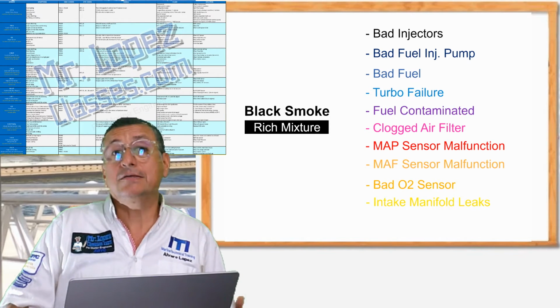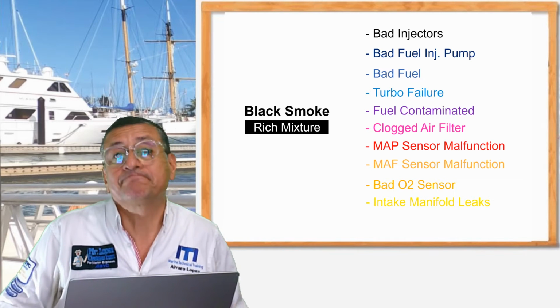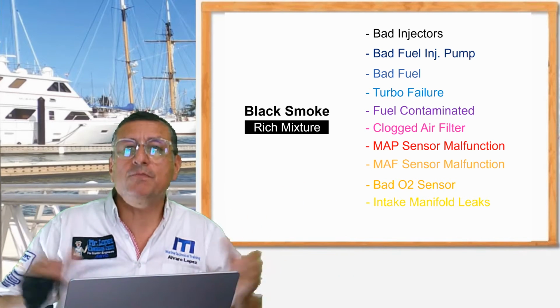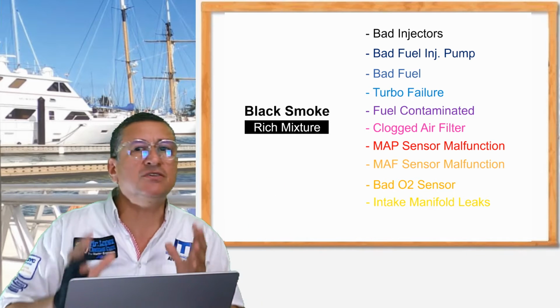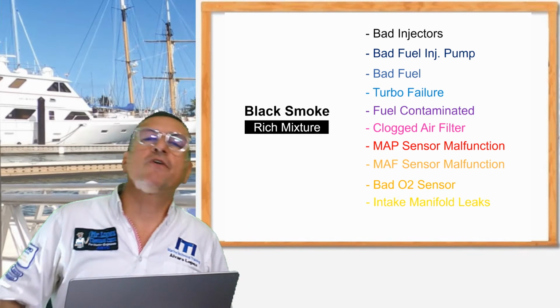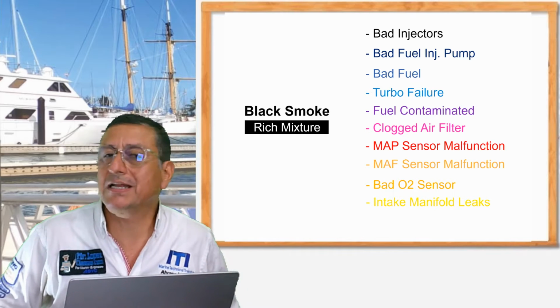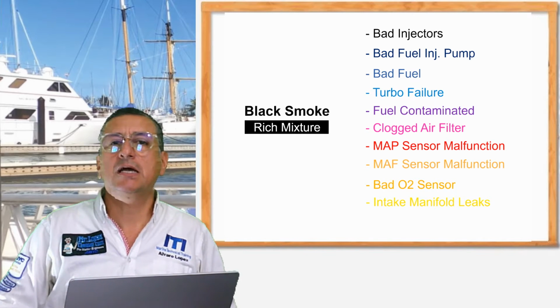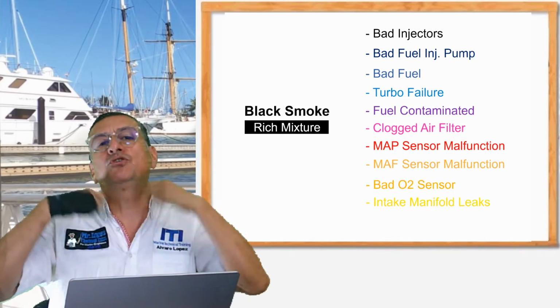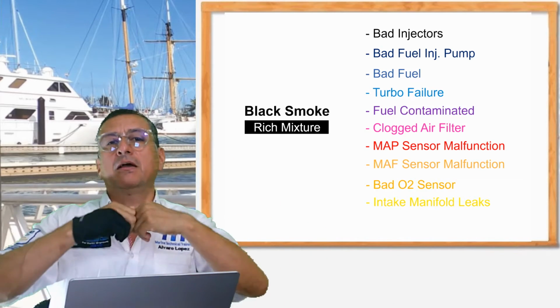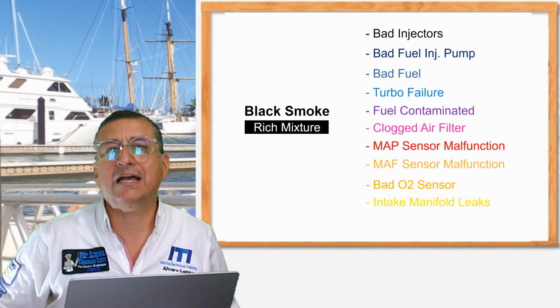Another possibility is leaks in the intake manifold. Intake manifold: vacuum, air, suction. If you have leaks there, the vacuum is not enough. The amount of air entering the combustion chamber is not appropriate. And at the end, the engine compensates with more fuel, the mixture will be rich, and the smoke is black smoke.